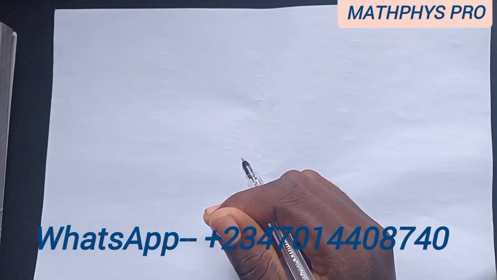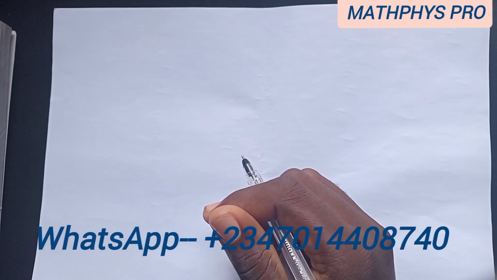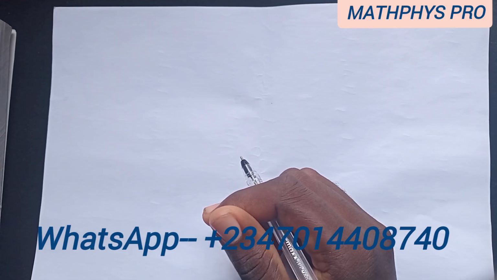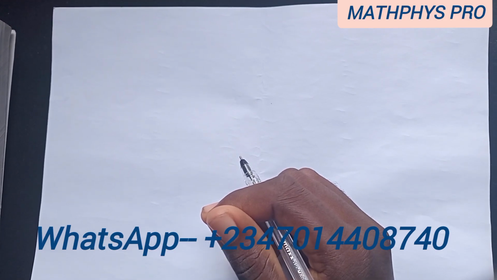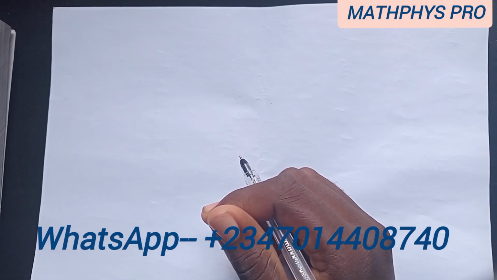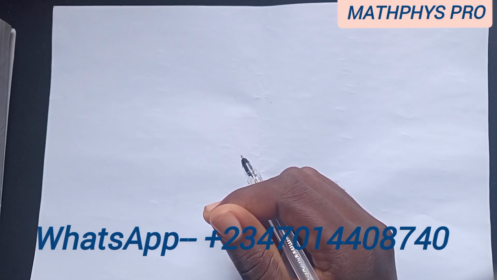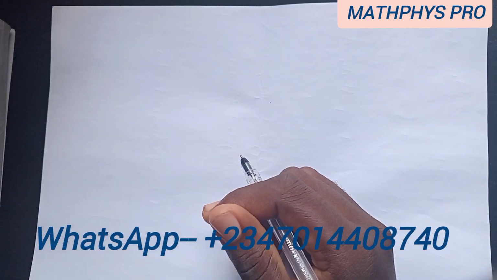So today we'll be looking at function of a function, and we are going to derive the chain rule for differentiation. Suppose we know that y is a function of u, and u itself is also a function of x. How do we find the derivative of y with respect to x?